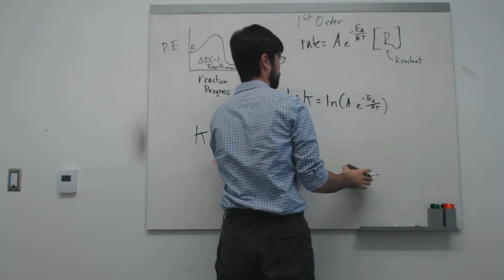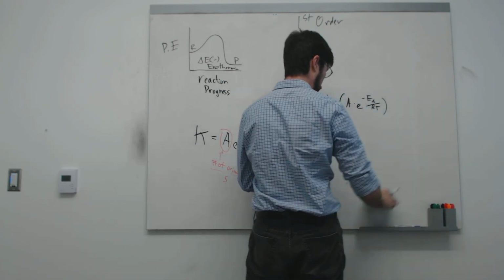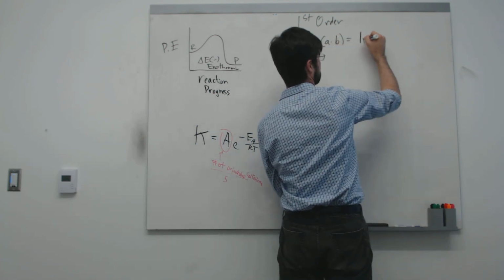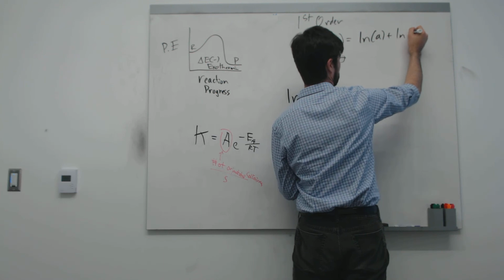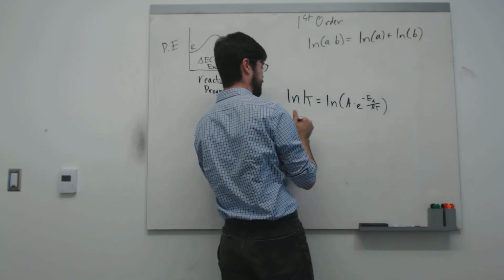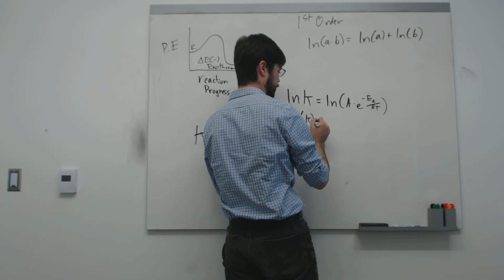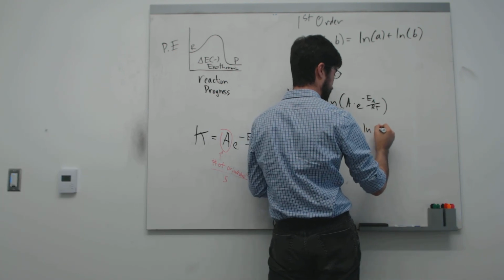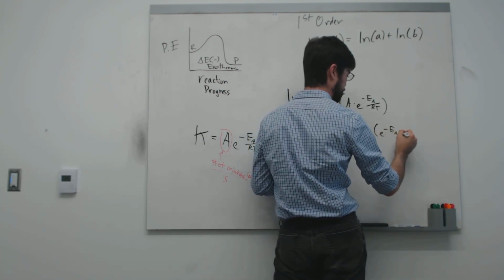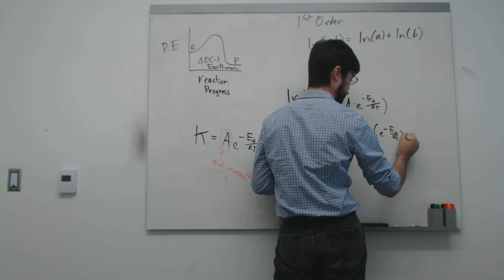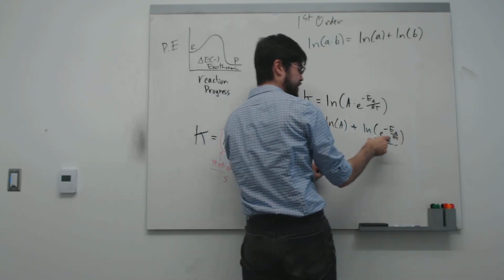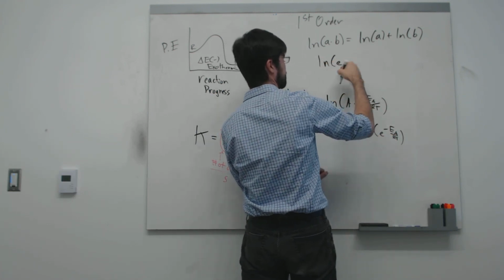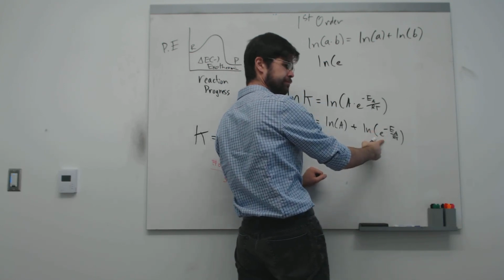There are two properties of logs I'm going to apply. One is that if you have the natural log of two terms, A and B, that's the same thing as the natural log of A plus the natural log of B. So I'll apply that here. I have natural log of k is equal to natural log of A plus natural log of e to the minus EA over RT. And then I will tell you another relationship regarding logs, which is if you have natural log of e, what is e?